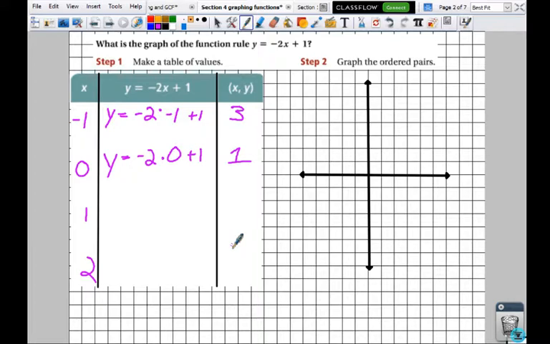And we're going to keep going. Same thing, but this time I'm going to plug in 1. I'm going to go y equals -2 times 1, plus 1 still. I'm going to solve this again.